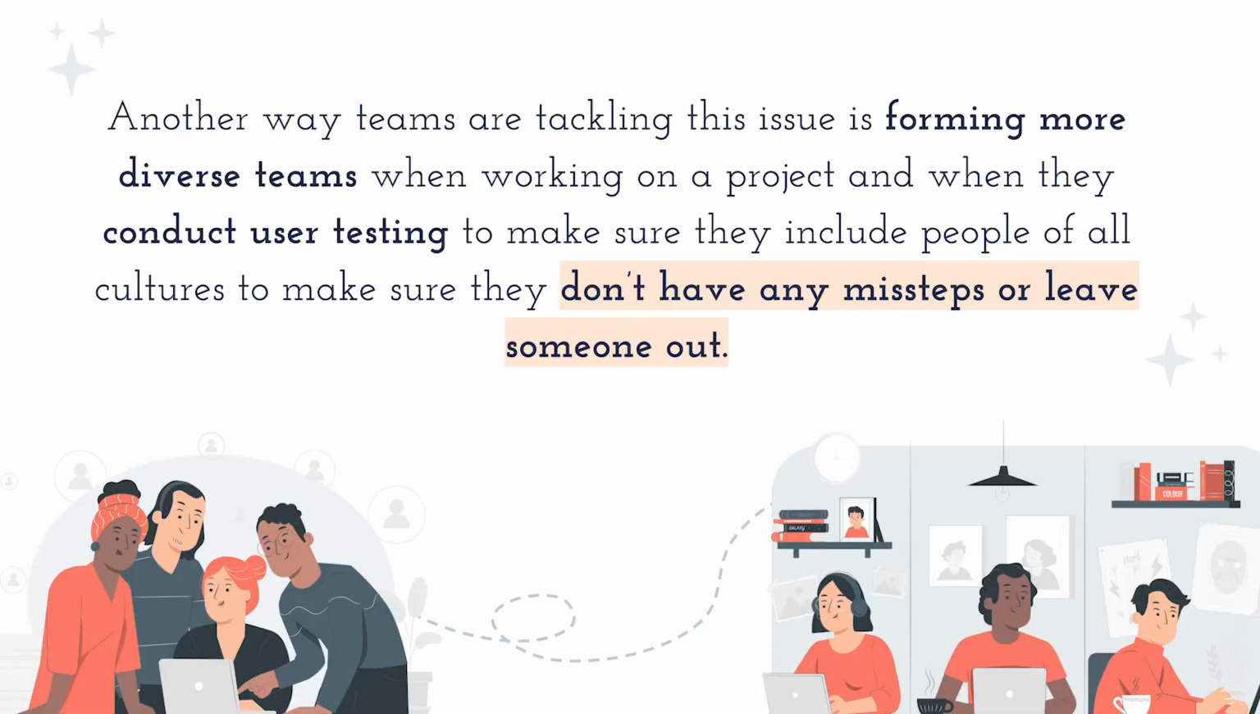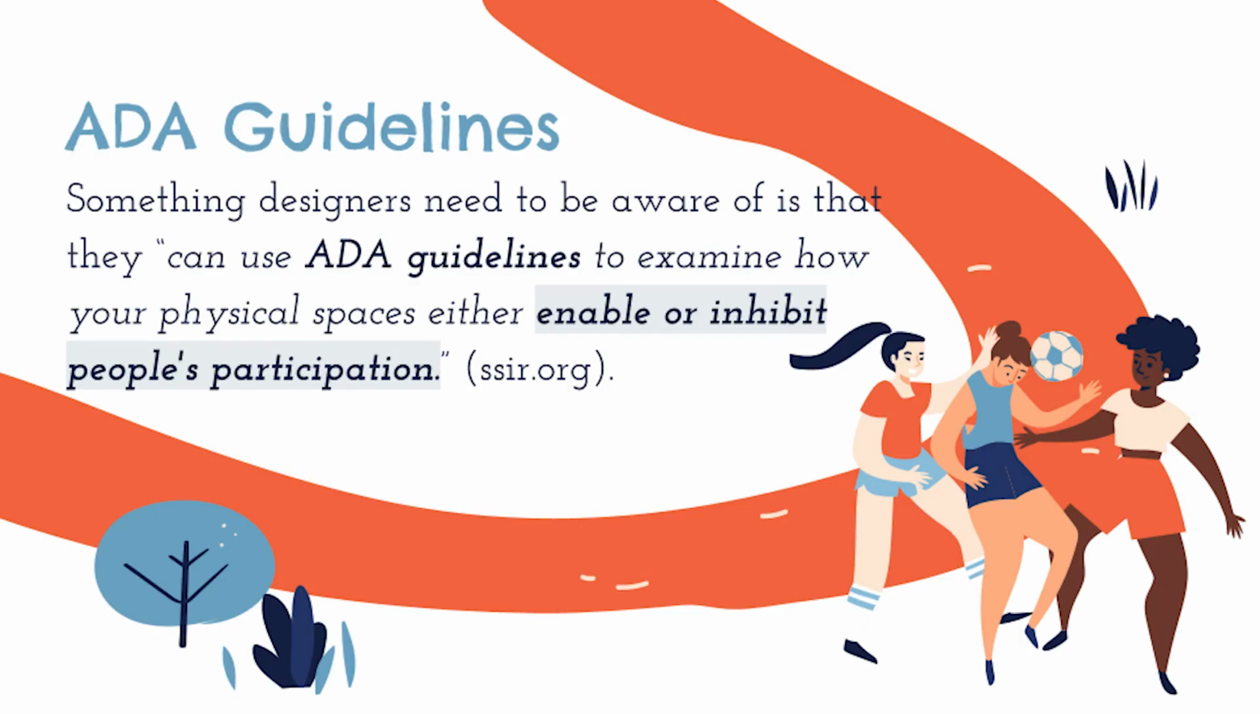Another way teams are tackling this issue is forming more diverse teams when working on a project and when they conduct user testing, to make sure they include people of all cultures so they didn't have any missteps or leave someone out. Something designers also need to be aware of is they can use ADA guidelines to examine how your physical spaces either enable or inhibit people's participation. The ADA helps designers know what they need to avoid and what to include so that their design is accessible to all people and avoids any type of cultural appropriation.